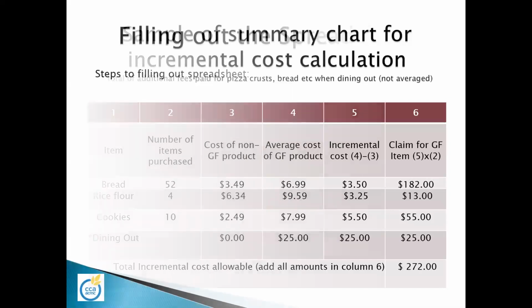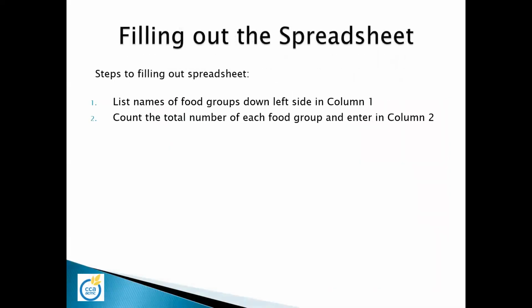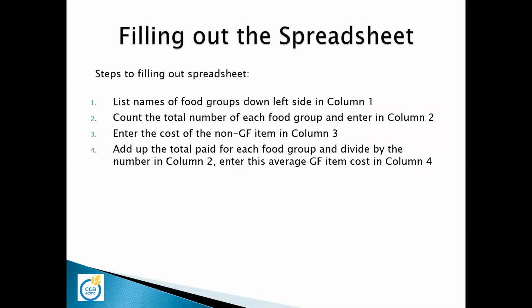Now, this next page just goes over how to fill out the spreadsheet. So we're listing names of food groups down the left side in column 1. I suggest you group like things together. So your breads together, your cookies of a similar package size together, your flours of a certain size together, like all Bob's Red Mill.